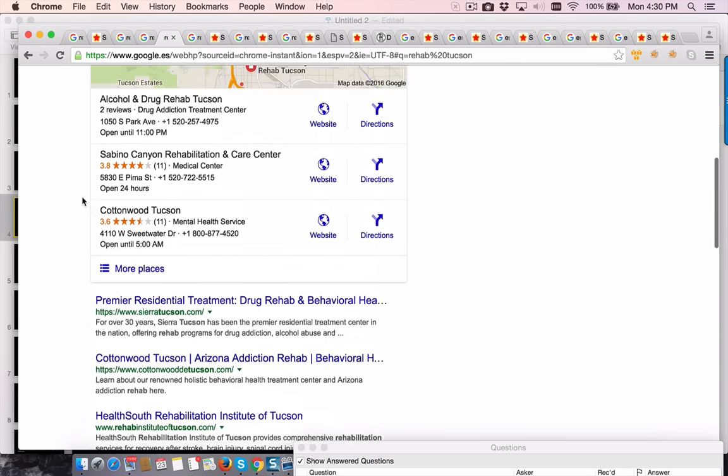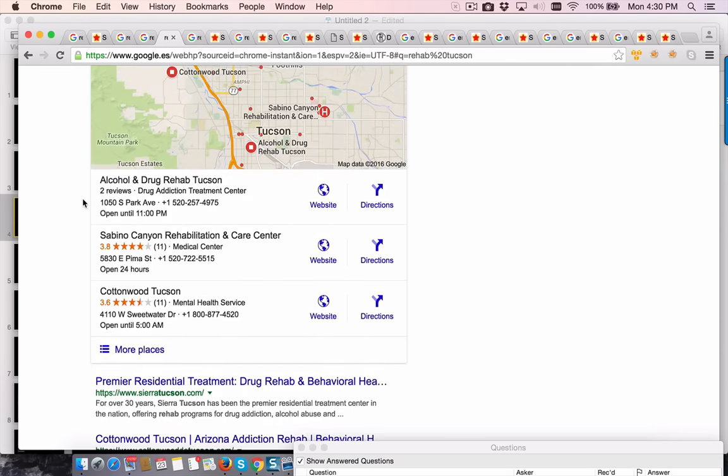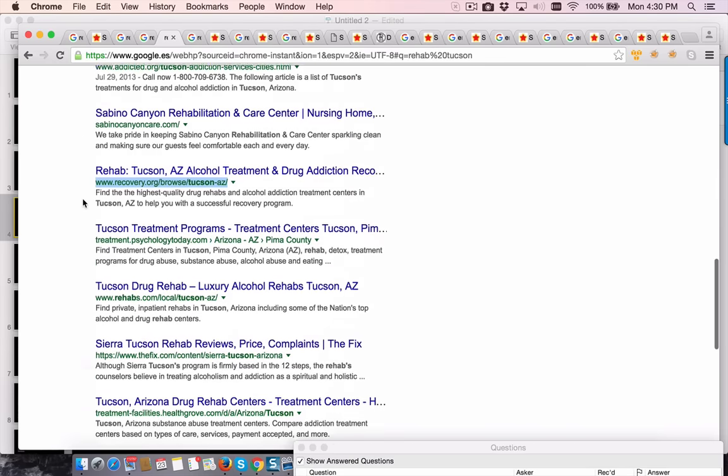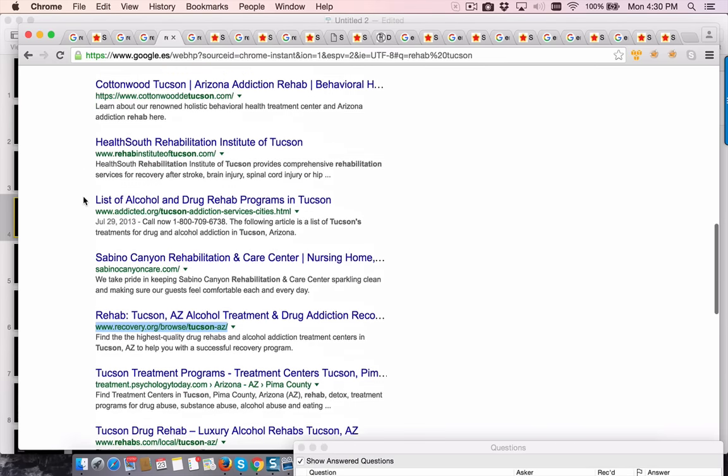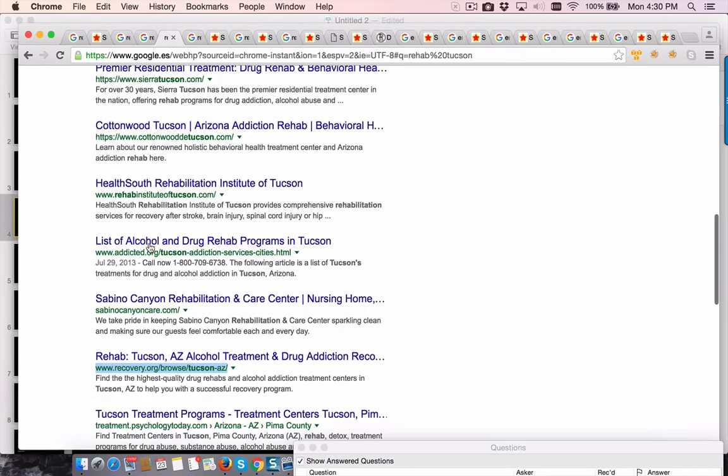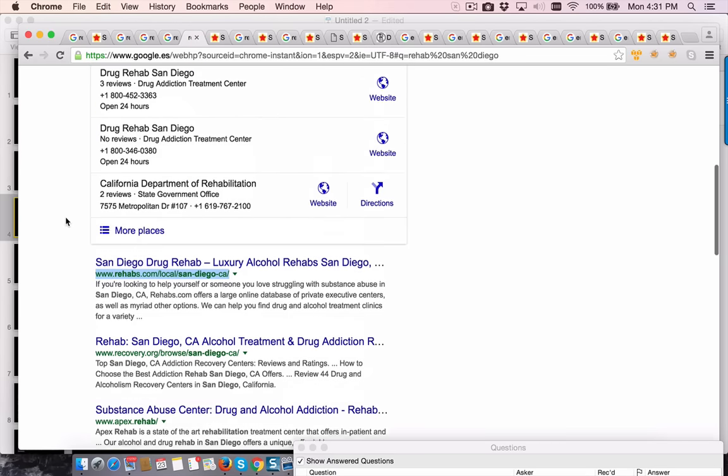And here's another. This city is about 2 hours away from Phoenix, Tucson. And here they are. They're very consistent with what they do. They're usually always ranking around number 3, 4, 5 or something. And here they are, Tucson, Arizona. We'll take a look at some of the backlinks here in a second.